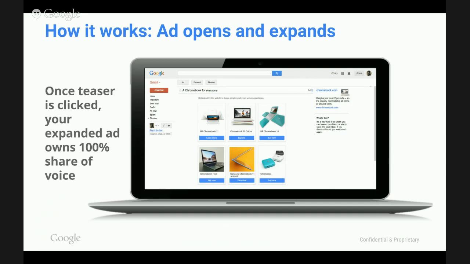And then once a teaser is clicked, your expanded ad opens up. And advertisers are charged on a cost per click basis, when they click on the teaser unit to open and read the larger message unit. So it's the same as AdWords campaigns, and all forms of payments are going to be supported if the Gmail feature is enabled in your client's AdWords account.